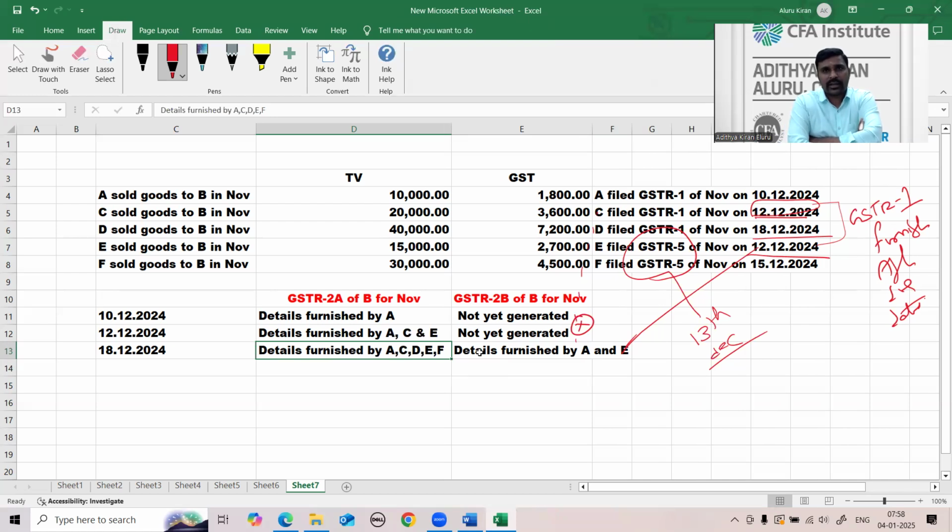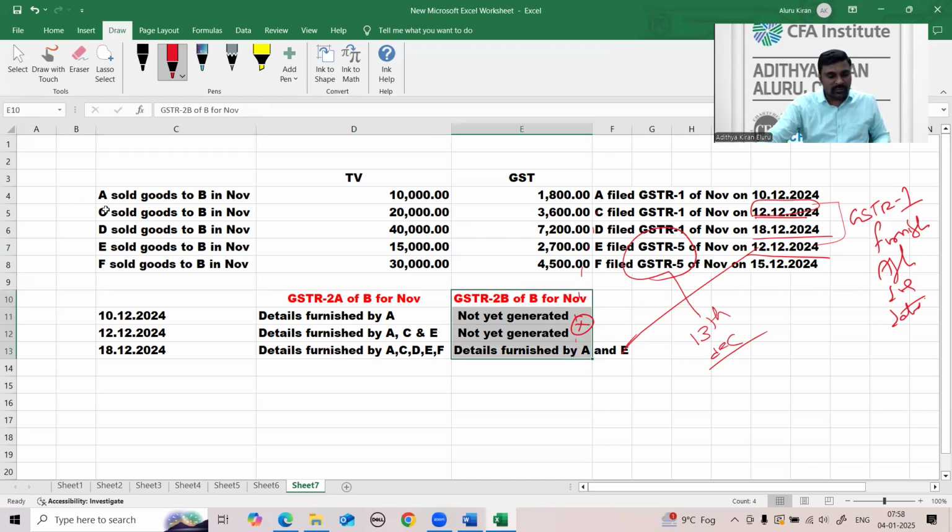If the supplier files GSTR within his due date, GSTR 1 due date is 11th, GSTR 5 due date is 13th. They have to file within their respective due dates. Then only it will be reflected in GSTR 2B of B.